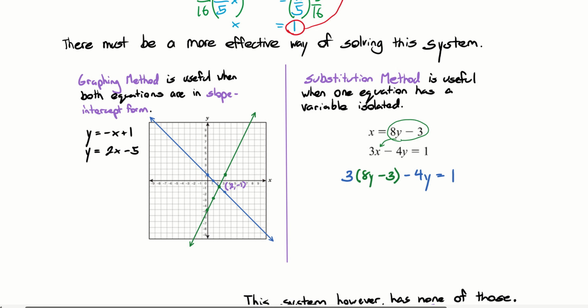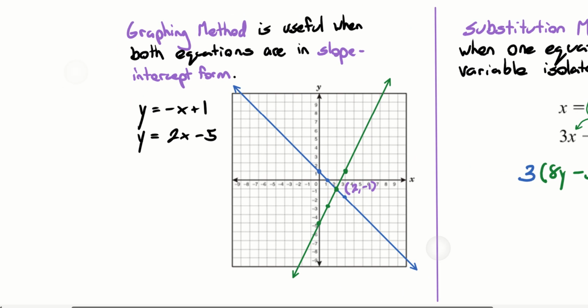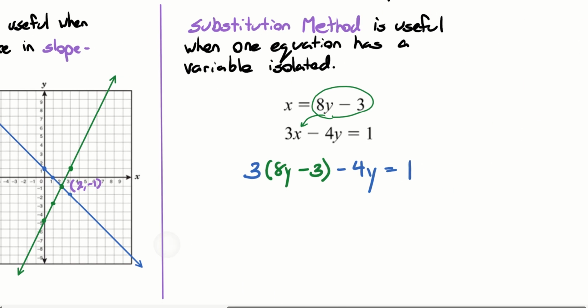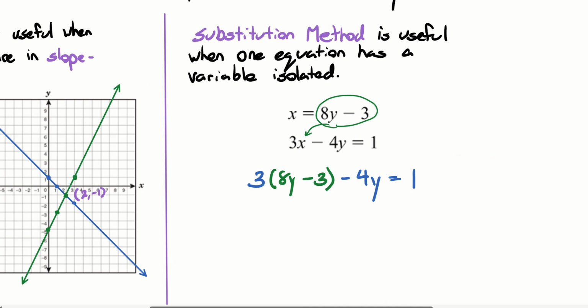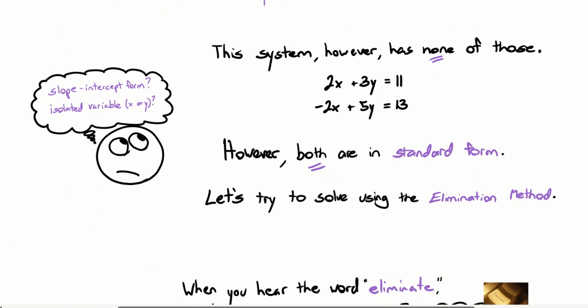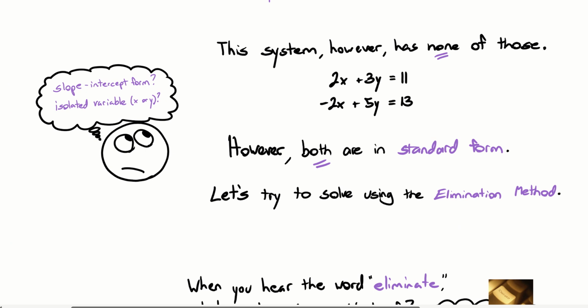Graphing method, as we know, is useful when both equations are in slope-intercept form, which for our system was not the case. And substitution method is useful when one equation has a variable already isolated, which wasn't the case for this system either. You see, this system didn't have any of those things. So do we ask ourselves, slope-intercept form, should we isolate a variable? But here's the thing, both equations are in standard form. And when that happens, let's try using the elimination method.